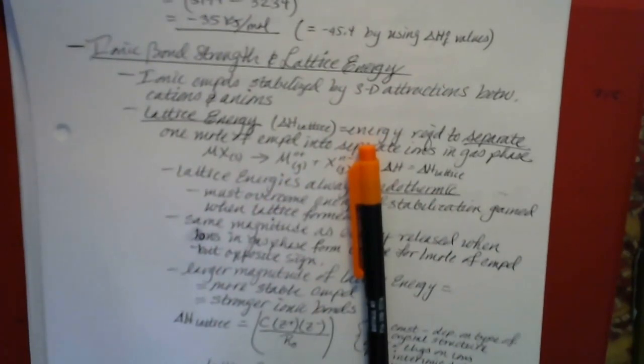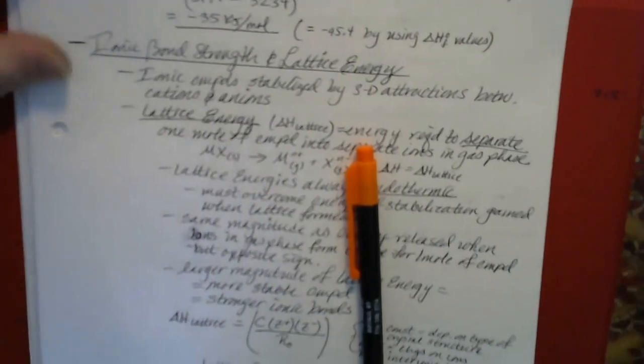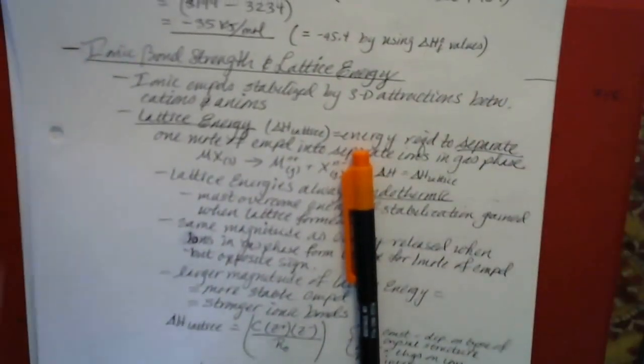That brings us to ionic bond strengths and lattice energies. And we seem to be right at the 25-minute mark right now, so I think I'll cut here and come back with that at the beginning of part B.